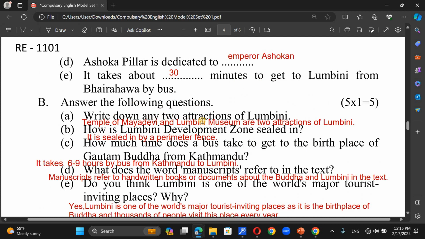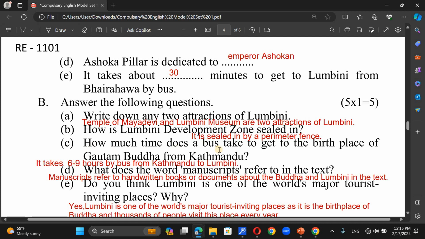Write down any two attractions of Lumbini. Temple of Mayadevi and Lumbini Museum are two attractions of Lumbini. So there are many other attractions. Next, how is the Lumbini Development Zone sealed in? It is sealed in by a perimeter fence. Lumbini Development Zone is sealed in by a perimeter fence. You can find it in the text above.